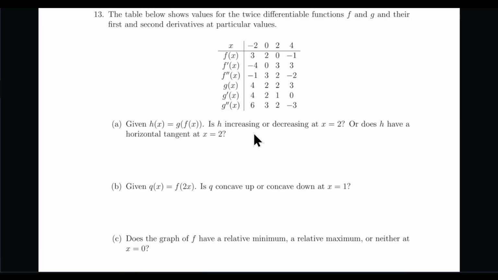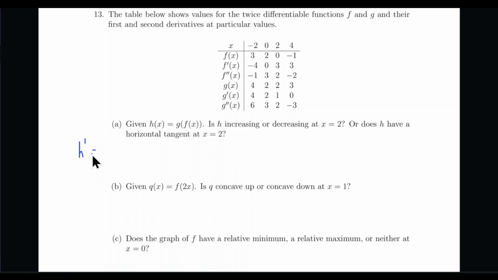This is based on a table pretty popular in AP, guys. Sometimes they ask 2 or 3 questions together based on a single table. So the table gives the f prime and f double prime of 2 functions, f and g. They're asking if h is an implicit function of this, then is h increasing or decreasing at 2? Or does h have a horizontal tangent? To answer any of this, I need to find h prime.